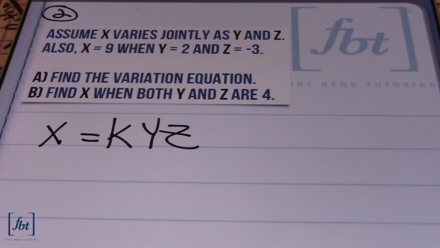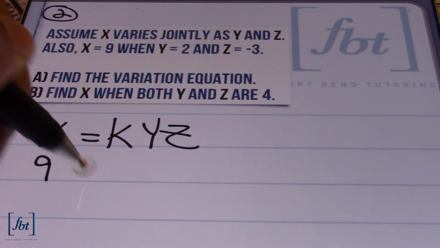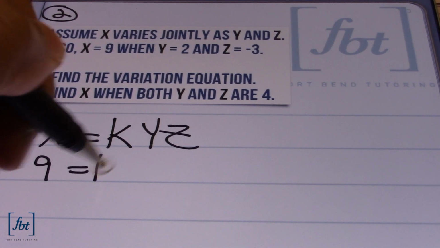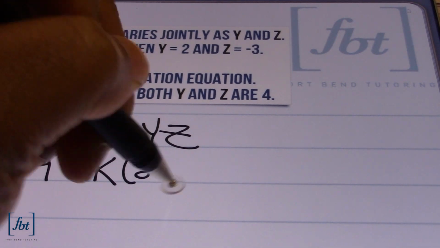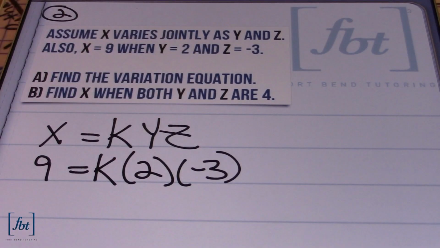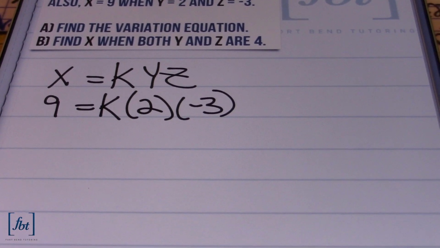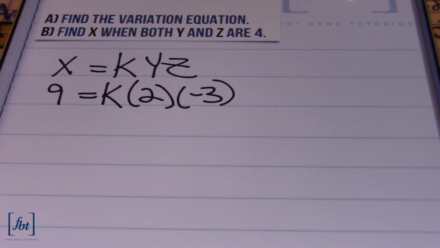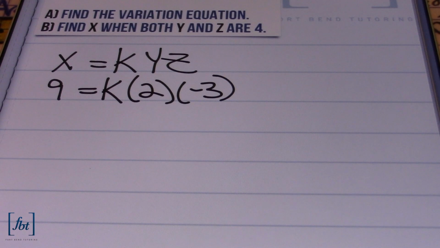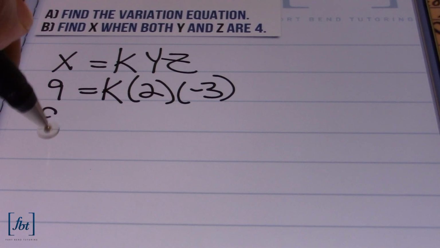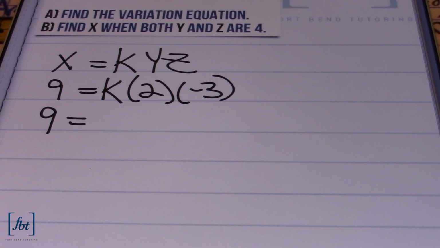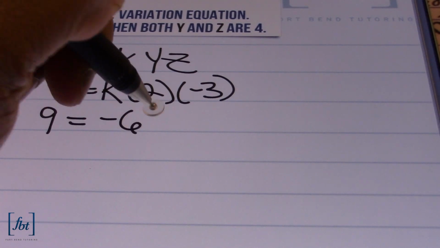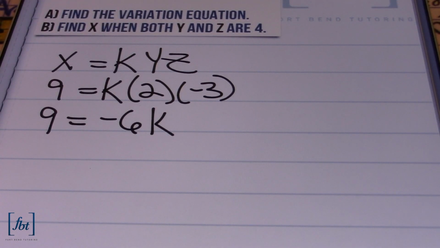Let's substitute. So we know that x equals 9 when y is equivalent to 2 and z is equivalent to -3. So here we have our values plugged in. I'll be bringing down 9 now, and I know that 2 times -3 is -6. So I have -6k thus far.